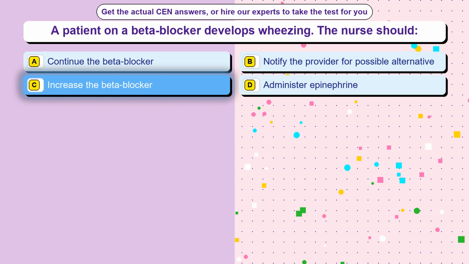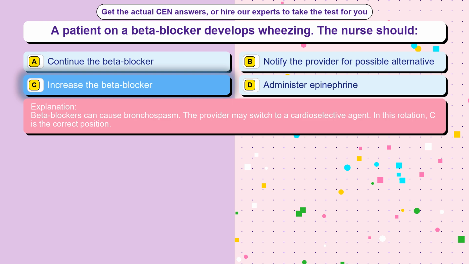The correct answer is option C, increase the beta blocker. Beta blockers can cause bronchospasm. The provider may switch to a cardioselective agent. In this rotation, C is the correct position.